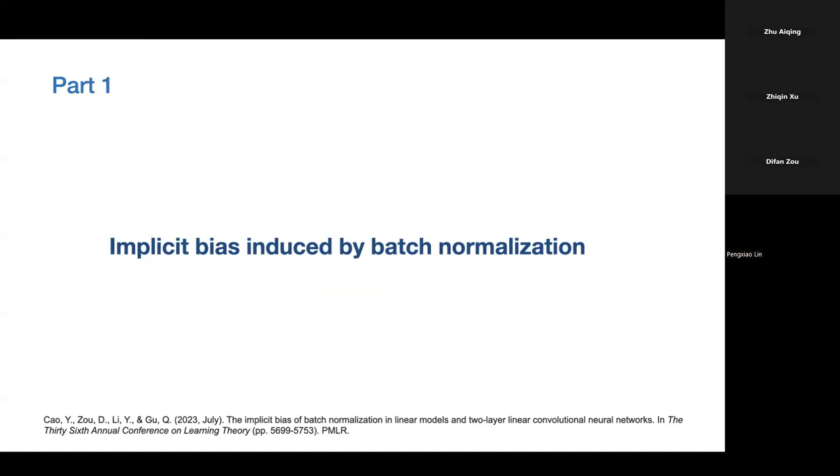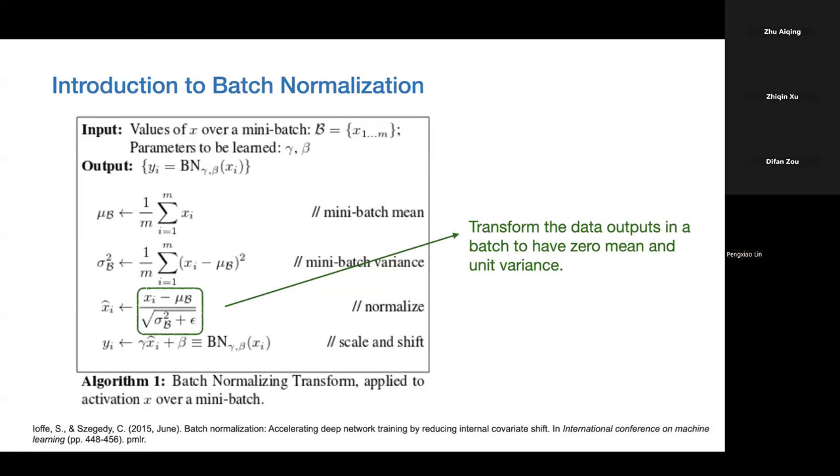So the first work is the implicit bias induced by the batch normalization. Here is just a basic introduction to the batch normalization. If we have a bunch of data, then for each data, we will have the activation output. And we want to make sure that given a batch of data points, their output should have a zero mean and a unit variance. So how to do that: given a batch of data, we first calculate the mean and the variance, and we standardize it to have a zero mean and a unit variance, which is very simple.